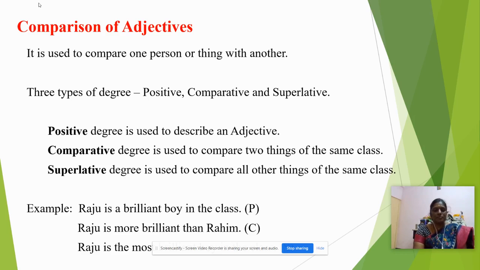See the example for positive degree. It is used to describe adjectives. It's a simple statement, a common, general statement: Raju is a brilliant boy in the class.